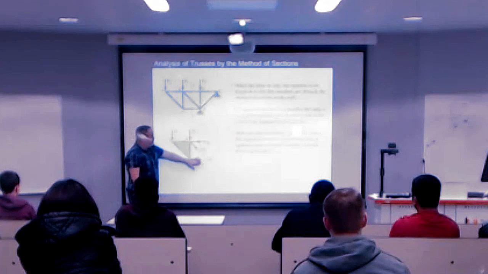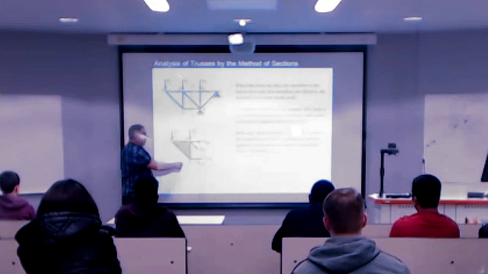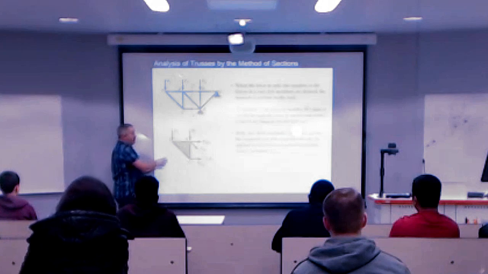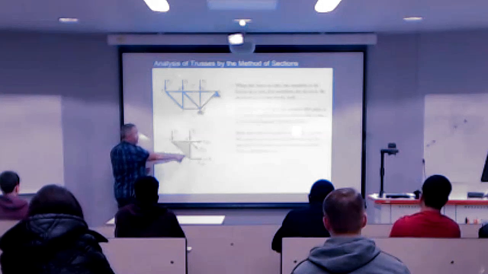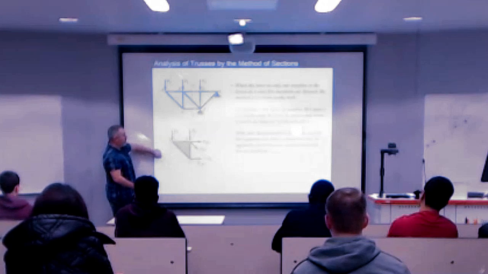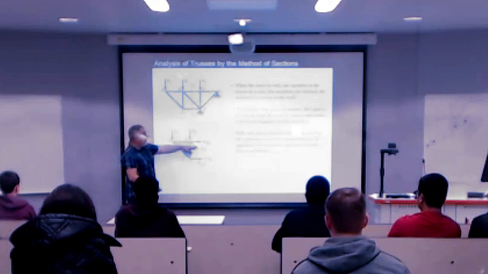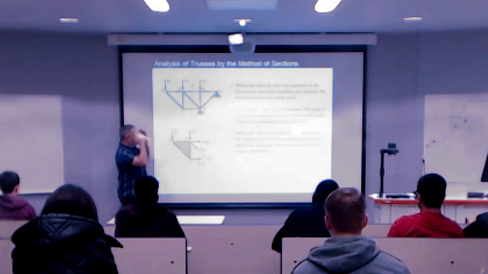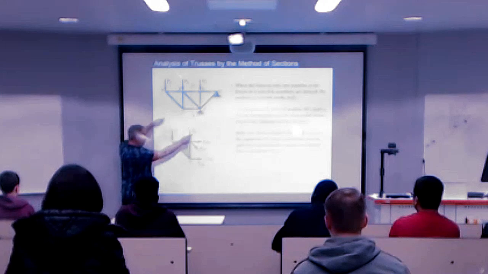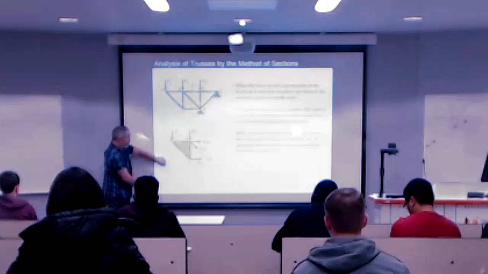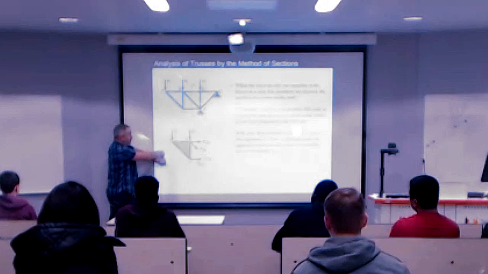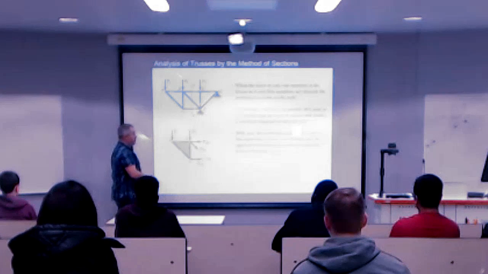Once you know this one, you can take moments around any point. When you take a moment, you don't have to take it about a point on the truss. You can take moments around any point where concurrent forces are passing through. So if all of these arrows were pointing to this point, and you took moments around this point, you would ignore them, because any arrows passing through the point, you ignore.